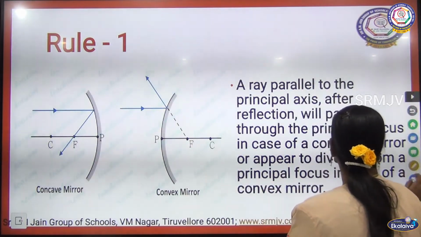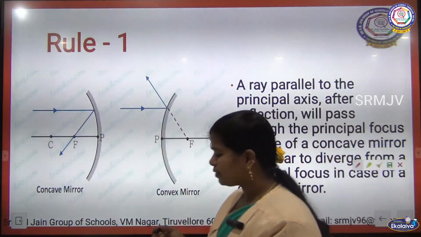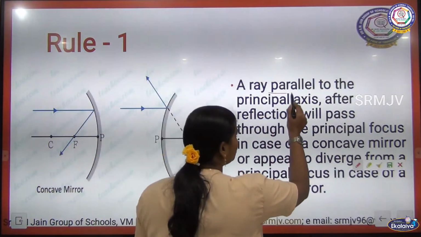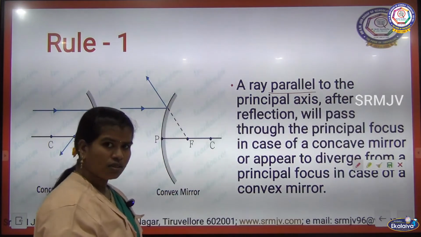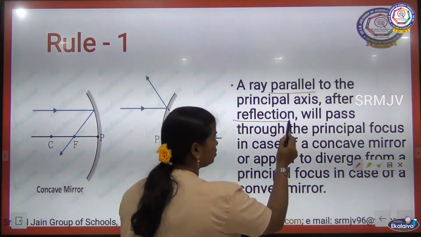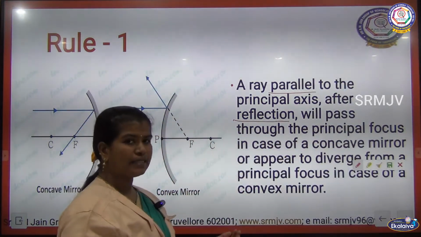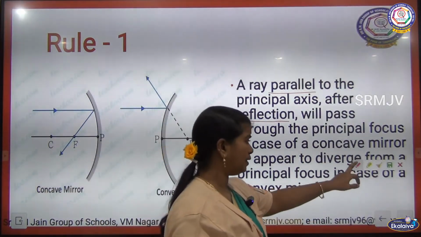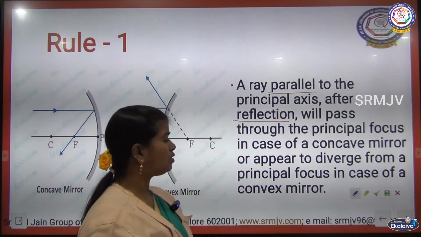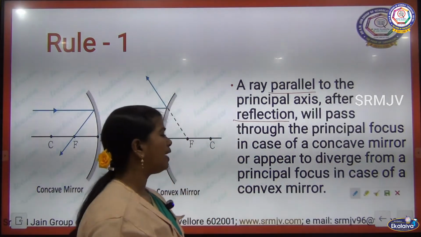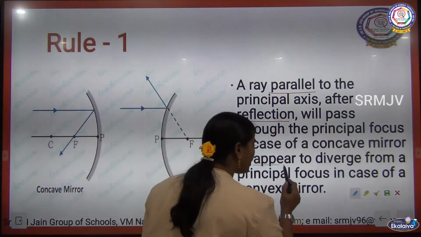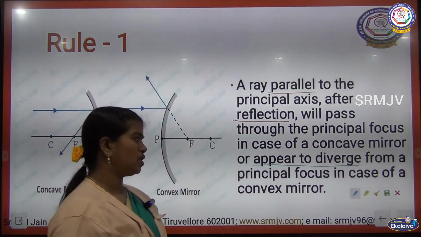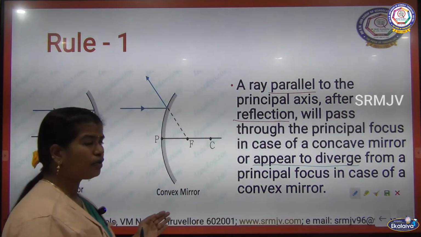Rule 1. Rule 1 states that a ray parallel to the principal axis after reflection will pass through the principal focus in case of concave mirror. Suppose if it is a convex mirror, it appear to diverge from a principal focus. Okay, yes. So now look at the picture.